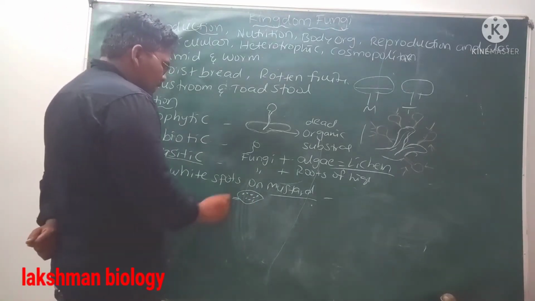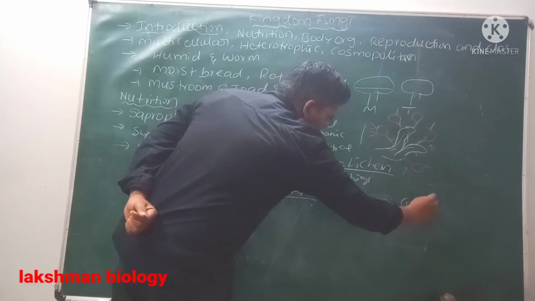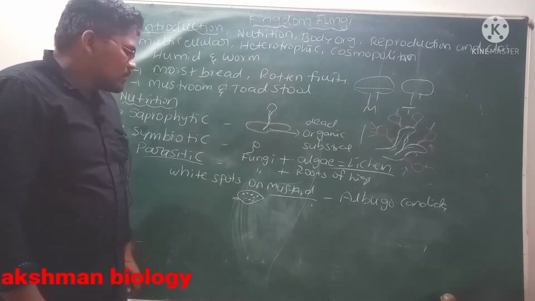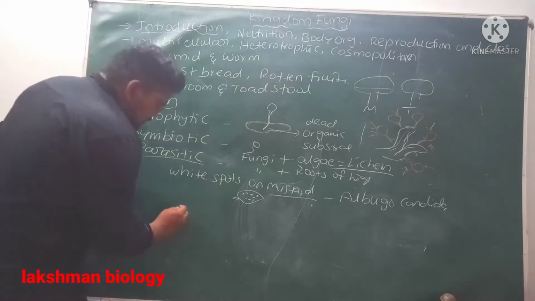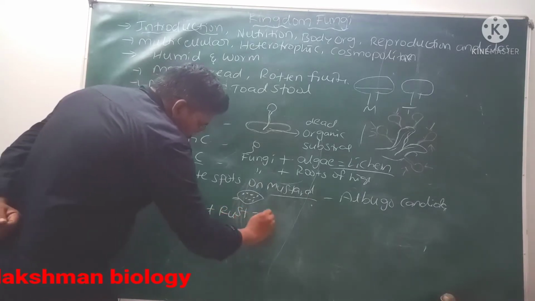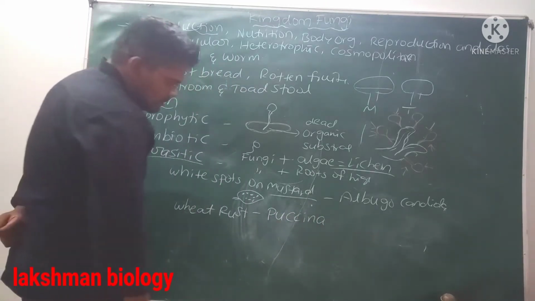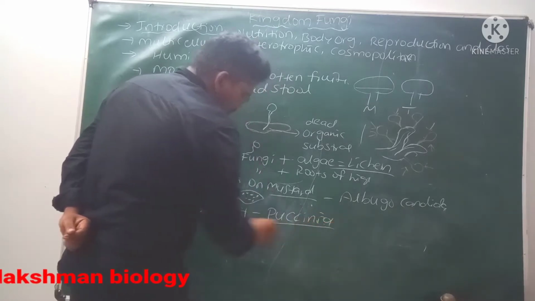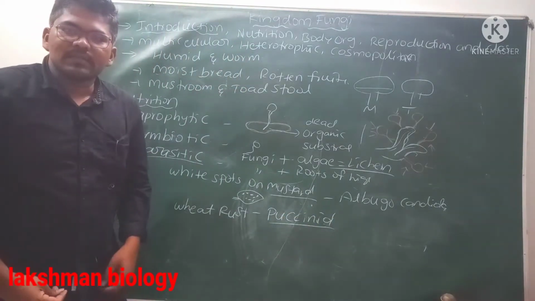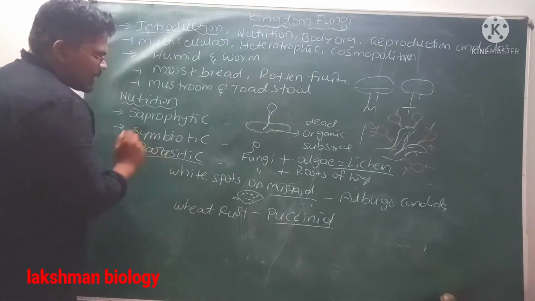Those white spots are because of the fungi called Albugo candida. Albugo candida is one parasitic fungi which lives on the mustard leaf. Next, another one is wheat rust. Wheat rust is because of the fungi called Puccinia. Puccinia is one type of fungi that causes disease. The name of the disease is wheat rust. Those are the two examples of parasitic fungi.